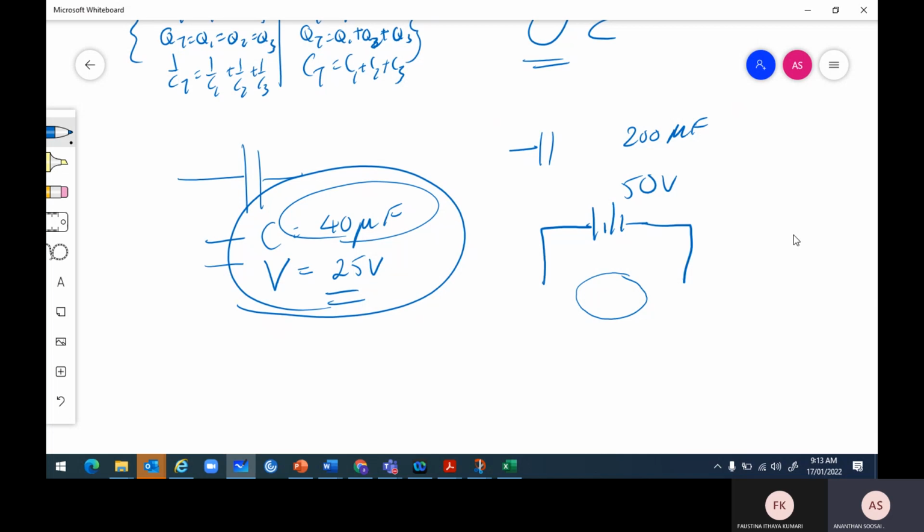Effective capacitance must be 200. Each capacitor must have a voltage less than 25 volt. Connect them in one arrangement, some in series, some in parallel.